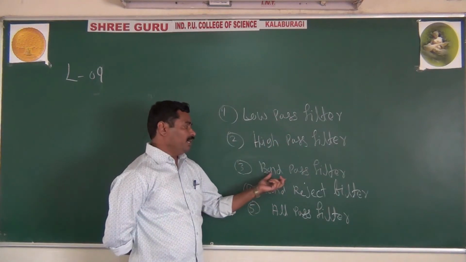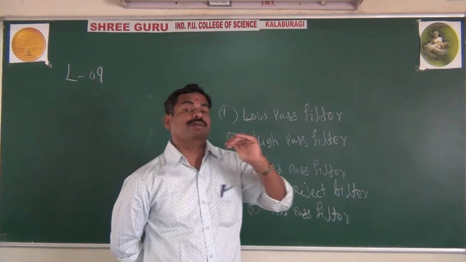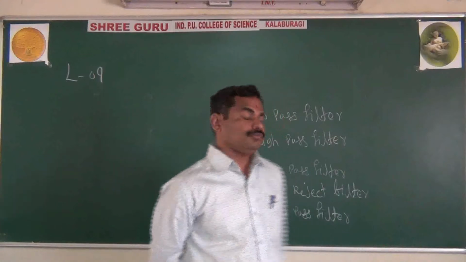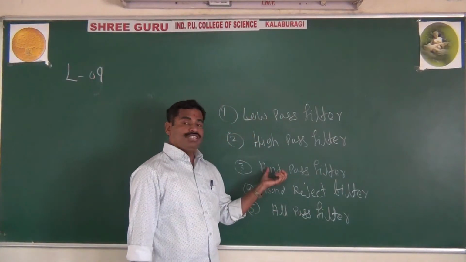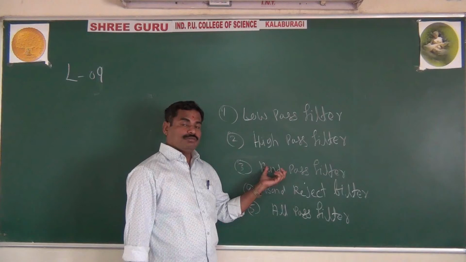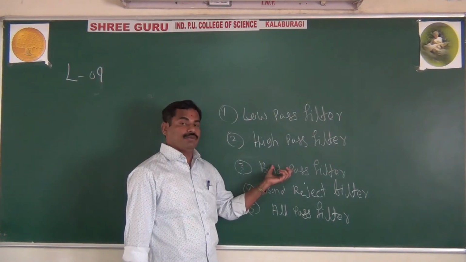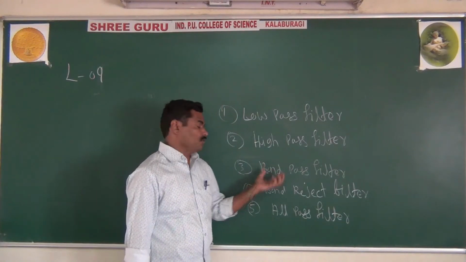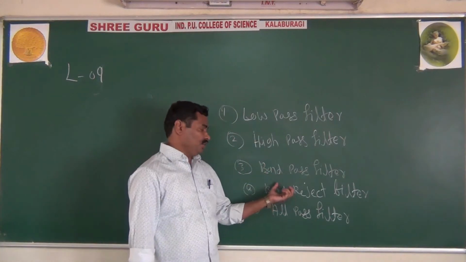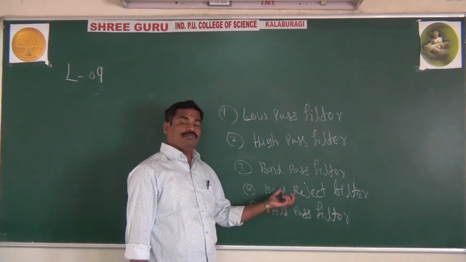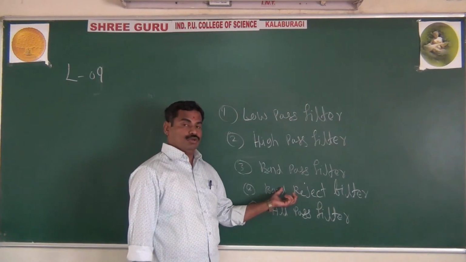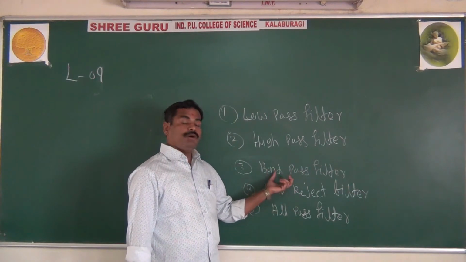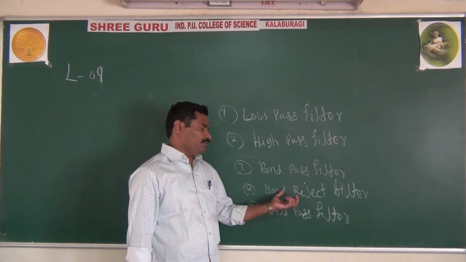And the band pass will allow only some band of frequencies. Above and below, it will attenuate the remaining frequencies. Or you can say it will allow some range of frequencies. And band reject means it will reject some band of frequency, and the remaining frequency will be allowed. Some band of frequency will be rejected, some band will be passed. That is the difference between band pass and band reject.